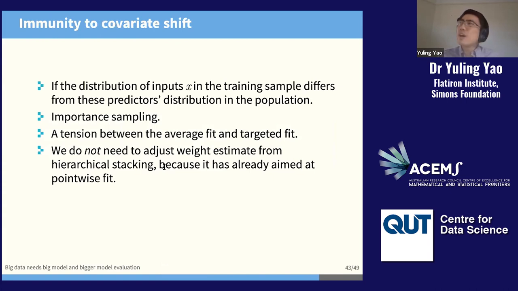Another nice property of the proposed method is that it's immune to covariate shift. One large problem in statistics is that the data is not IID, and perhaps the training data is not necessarily the same as future data that we might use in prediction. Certainly we can run some importance sampling to deal with that in stacking. But then there's a tension between this average model fit and a targeted model fit at a certain location. The nice thing about hierarchical stacking is that we don't have to adjust the whole procedure, because hierarchical stacking has already been aimed at pointwise fit. So that's some immunity.